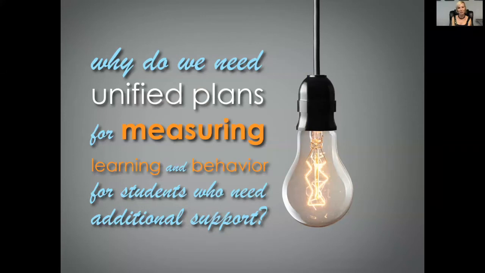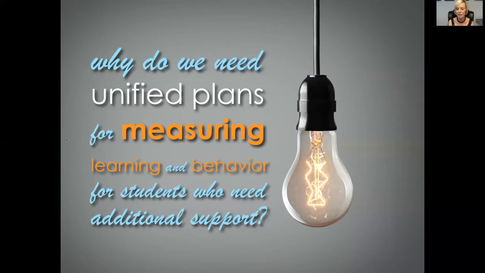So what I'd like for us to do next is to think about, why do we need unified plans for measuring learning and behavior? Why is it better to have everyone collecting data in the same way as opposed to each teacher having his or her own data sheet? I'd like for us to take just a minute to think about this, and perhaps some of you can respond why it might be better to have everyone collecting data in the same way.